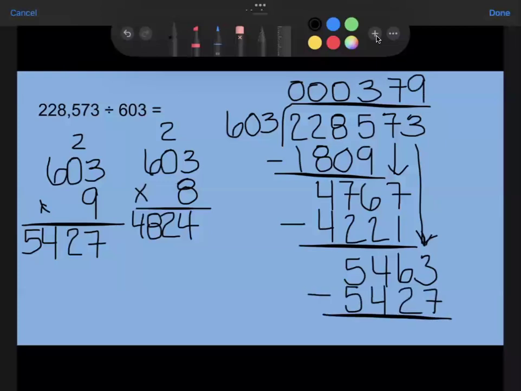54,027. When I subtract that, I should end up with 5,463 minus 5,427, and that equals 36. So 379 with a remainder of 36 should be my final answer.